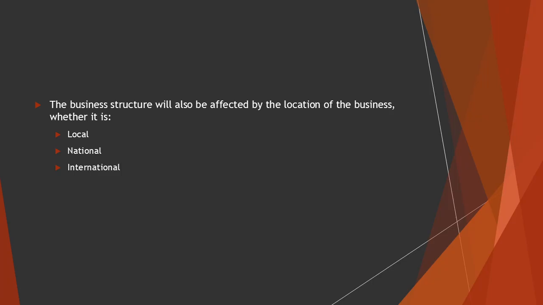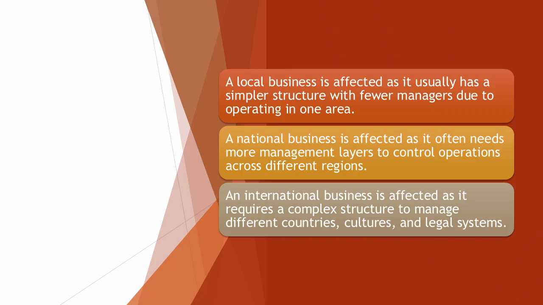The business structure will also be affected by the location of the business, whether it is local, national, or international. A local business is affected as it usually has a simpler structure with fewer managers due to operating in one area. A national business is affected as it often needs more management layers to control operations across different regions. An international business is affected as it requires a complex structure to manage different countries, cultures, and legal systems.